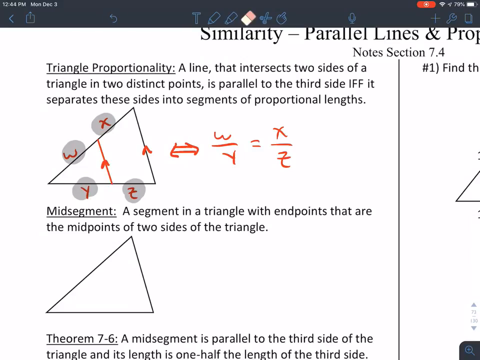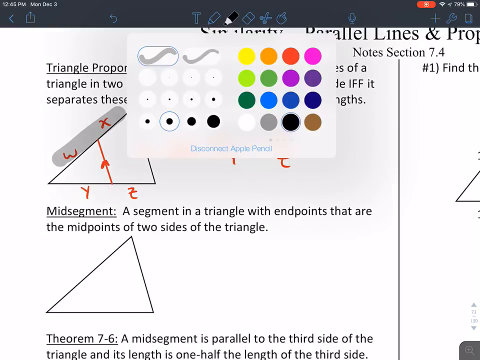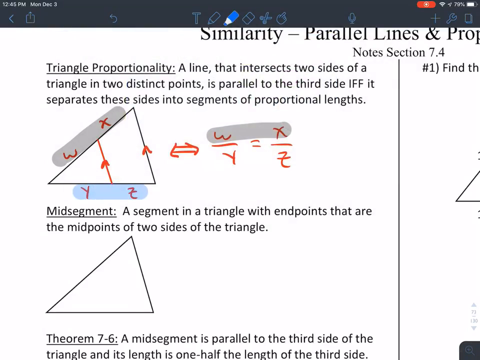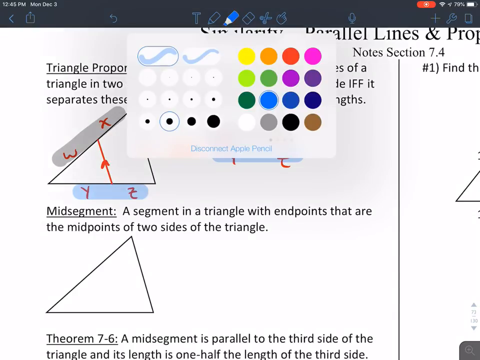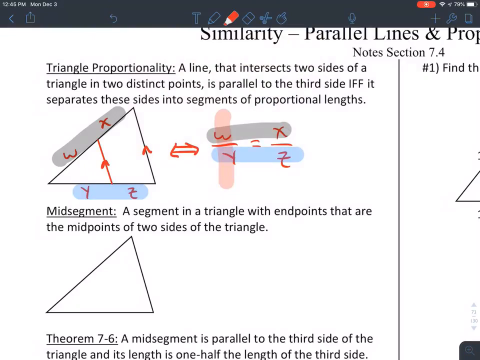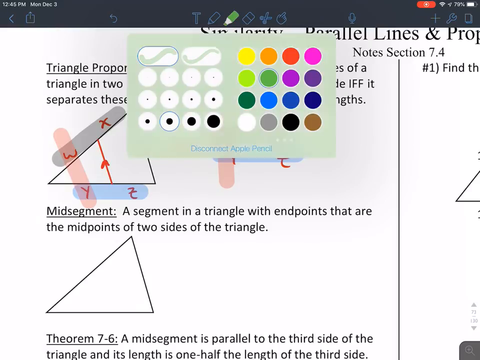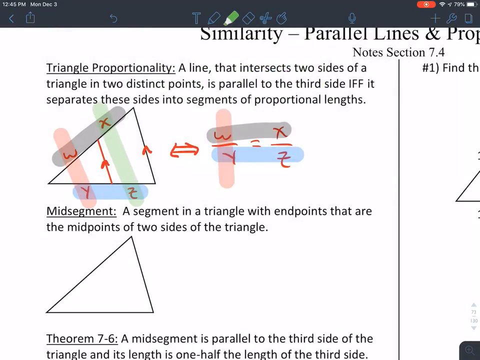So let's examine this a little bit closer. What did W and X have in common? They're on the same segment. W and X are on the top of this fraction. What do Y and Z have in common? Well, they're also on the same segment. They're on the bottom of the fraction. What do W and Y have in common? They're in corresponding positions on each side of the triangle. And what do X and Z have in common? They're in corresponding positions of the triangle.